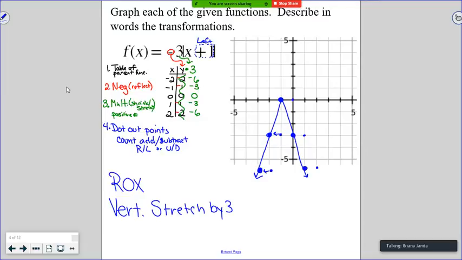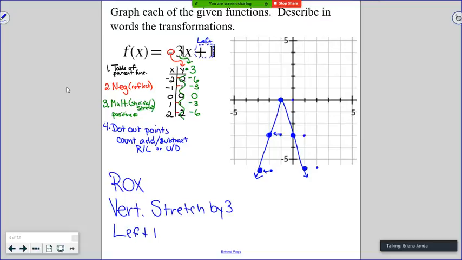And finally, as listed up here, left 1. When you are asked to write out your transformations, the order that you list them in does not matter. As long as they're all there, you're good. Questions for me?